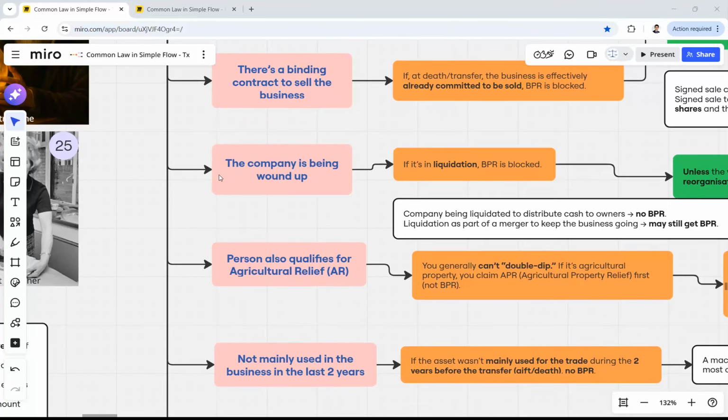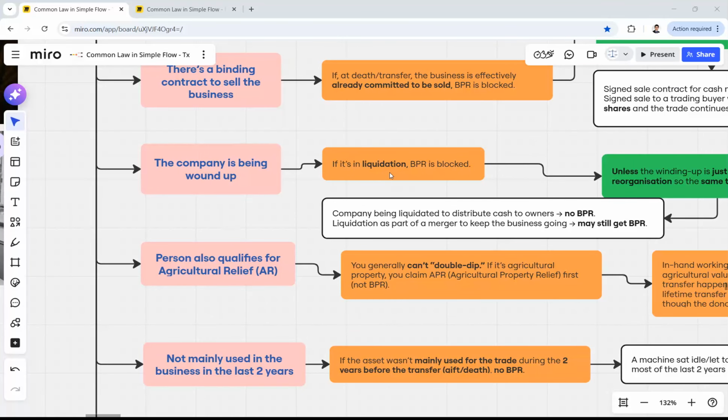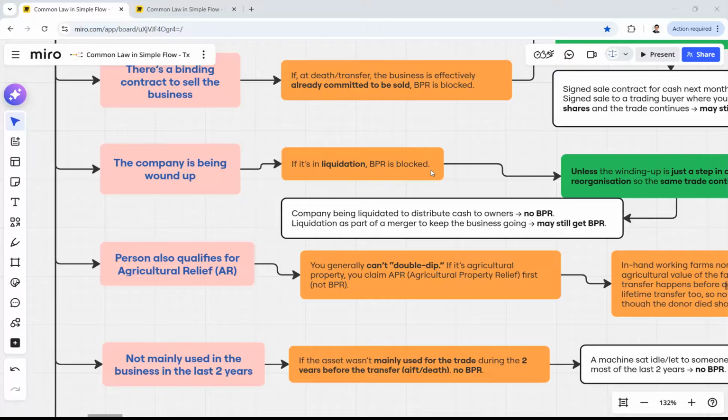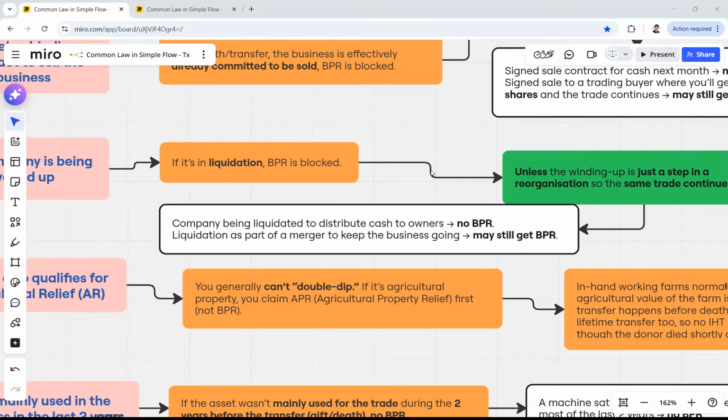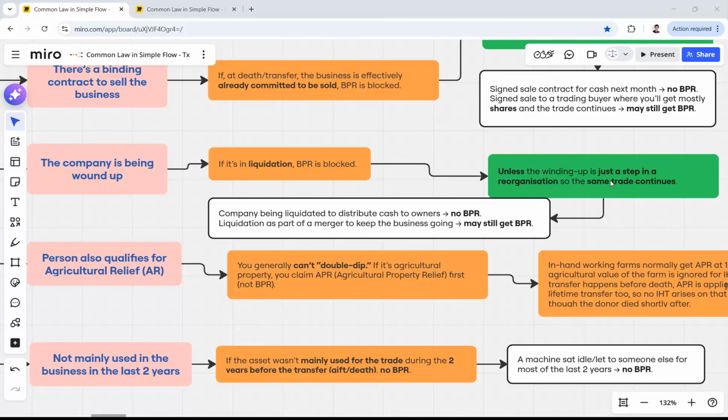Let's continue. The company is being wound up. If the company is in liquidation, BPR is blocked, unless the winding up is just a step in a reorganization, so the same trade continues. Company being liquidated to distribute cash to owners, no BPR. Liquidation is part of a merger to keep the business going, may still get BPR. You get the logic. It's the same logic.